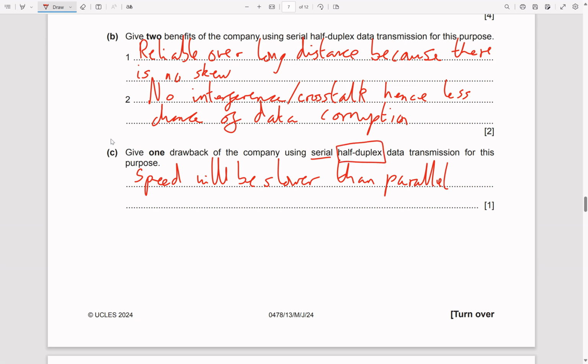If we think of a disadvantage of using half-duplex, we don't need to say that because we only need one. But if we did, the data can only be sent in one direction at a time. So you wouldn't be able to upload files to the server and download files from the server at the same time, which in reality would be quite annoying, to be honest.